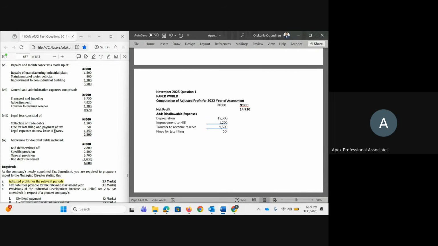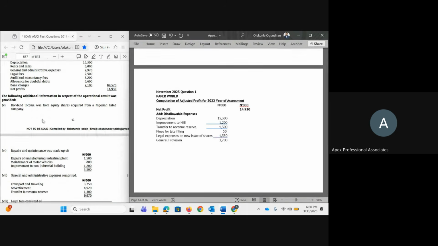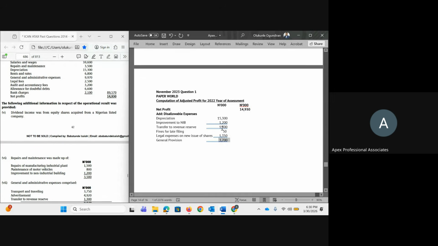That just reminded me. Legal fees on new issue of shares, right, is disallowed because it has to do with a balance sheet item. It's capital in nature, right? Yes. Now, bad debt written off is allowed. Specific provision is allowed. General provision is what? Disallowed. And obviously, bad debt recovered is a taxable income, and so the treatment is correct. So we don't need to bother ourselves about it. Check me with the numbers, please.